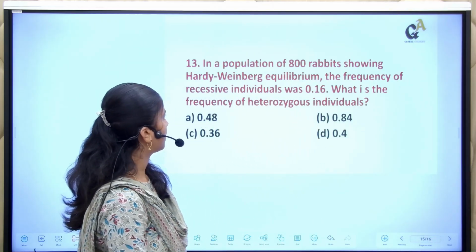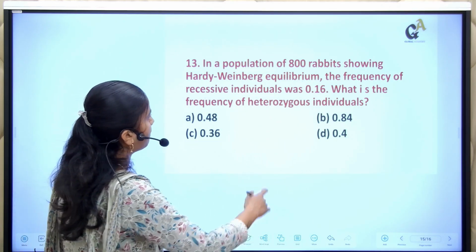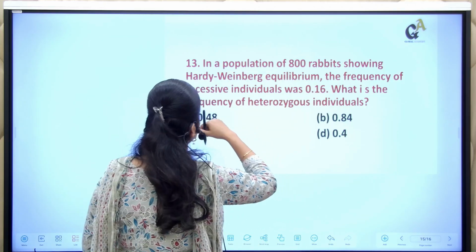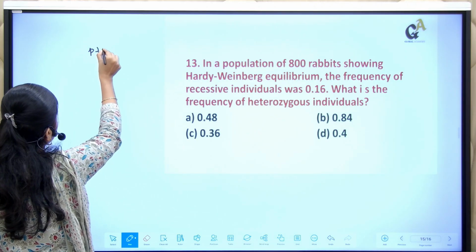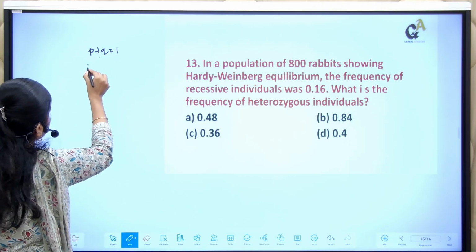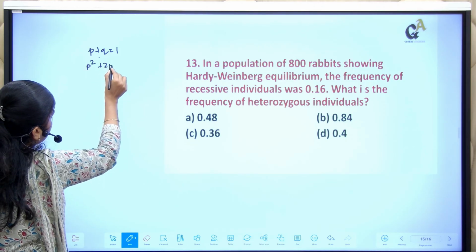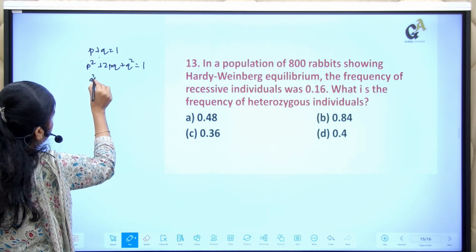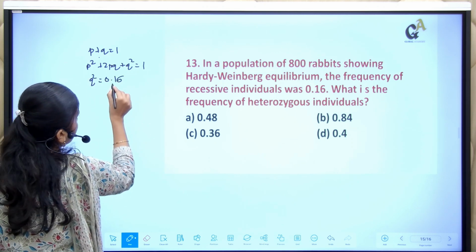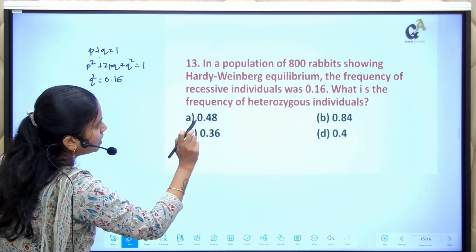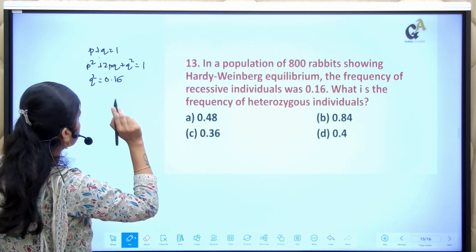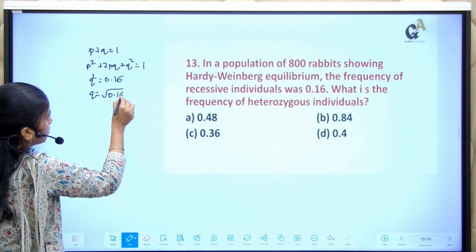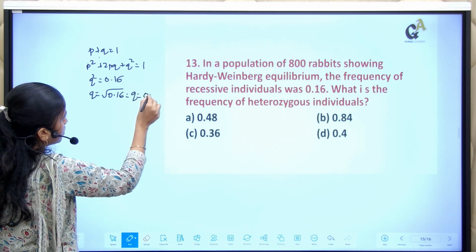Next, in a population of 800 rabbits showing Hardy-Weinberg equilibrium, the frequency of recessive individuals was, so here p + q = 1, and p² + 2pq + q² = 1. What is q² there? q² = 0.16. They have asked us to identify the frequency of heterozygous individuals. Let us calculate q first. q = square root of 0.16, that is q = 0.4.